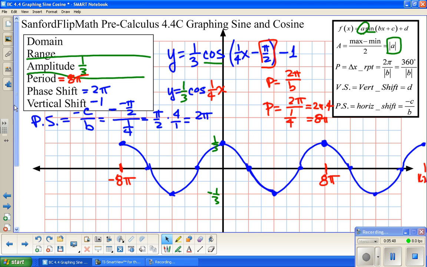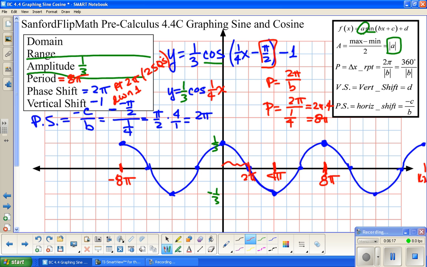So, a quick note to self: we're going to go right 2 pi and down 1. Well, what does 2 pi look like? Let's do some counting. If this is 8 pi, then half of that would be 4 pi, and half of 4 pi is 2 pi. Aha! So 2 pi is 2 squares. Note to self, 2 squares.